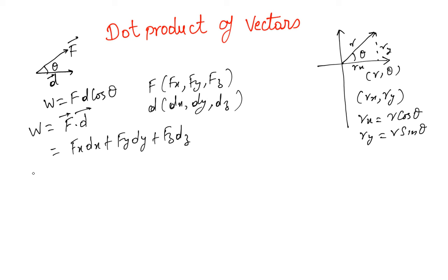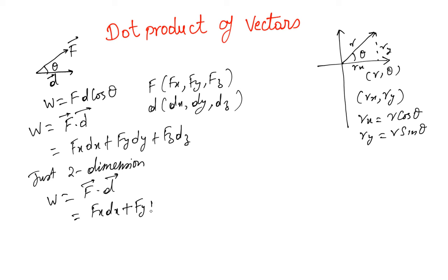If you're talking about just 2 dimensions, which you will be talking most of the time, then in just 2 dimensions you will write fx dx plus fy dy. Depends on the problem, whether it's a 2-dimensional problem or a 3-dimensional problem. Right? Okay, this is just multiplication. We are multiplying term by term. So we multiply fx by dx, fy by dy, and fz by dz. And this is the same as f d cos theta.